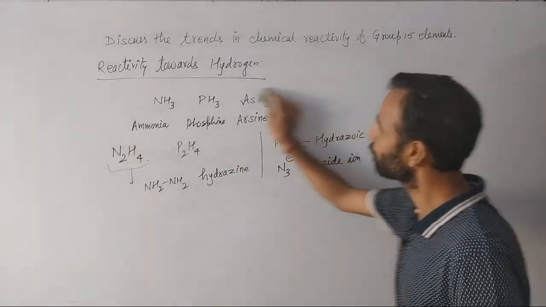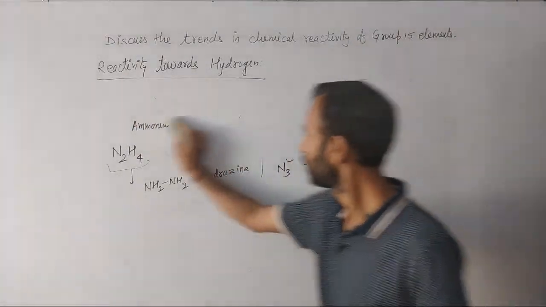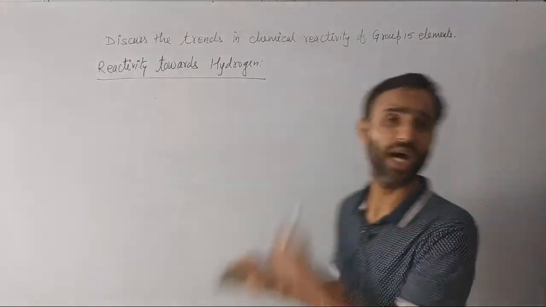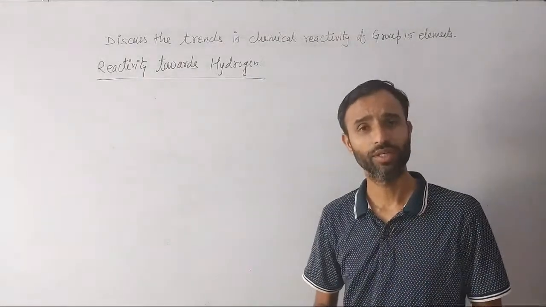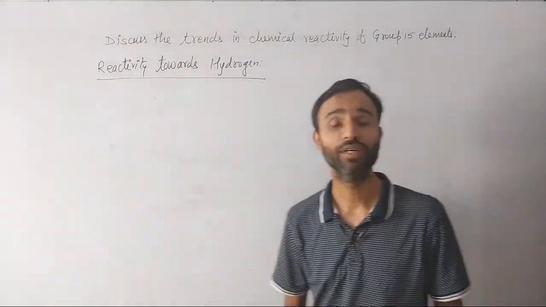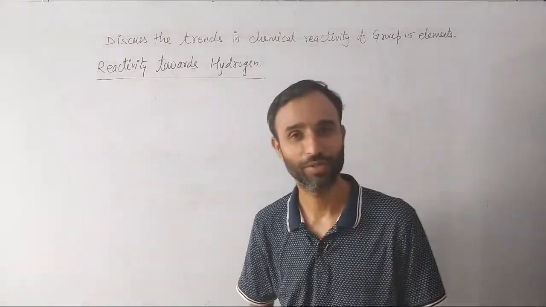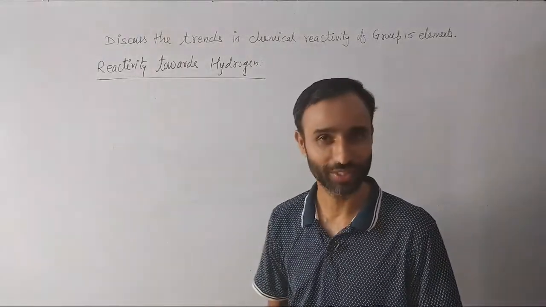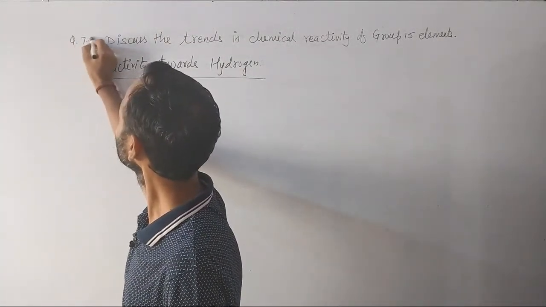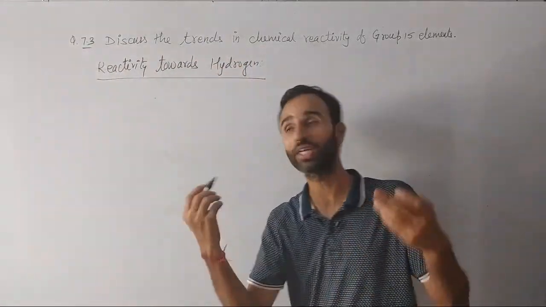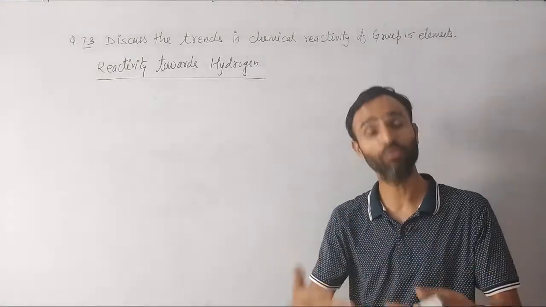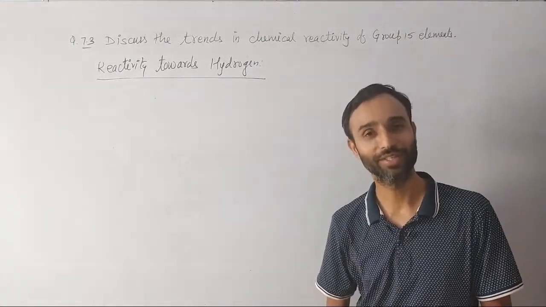Now, how do we prepare them? Actually these questions are general questions. They are not asked as such in the exam, but they are given to revise the topic. Okay, so that's why I write the question. Obviously this is question number 7.3, but it can never be asked as such. Discuss the trends in chemical reactivity of group 15 elements, because it is itself a question of 10 marks.